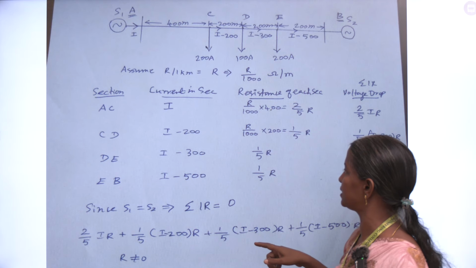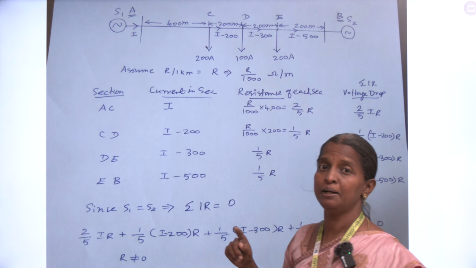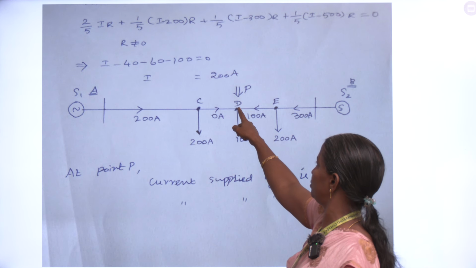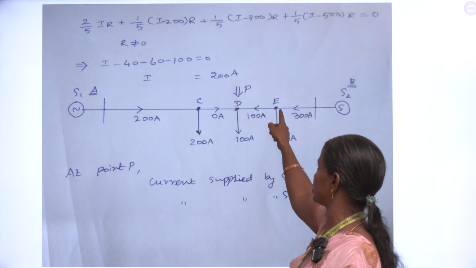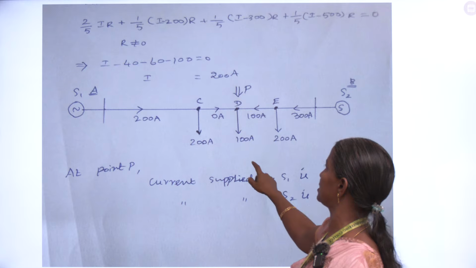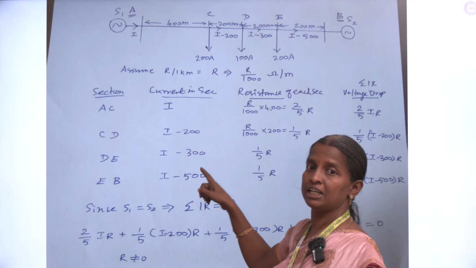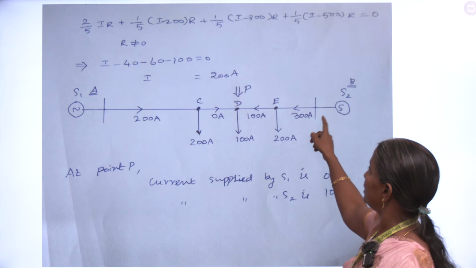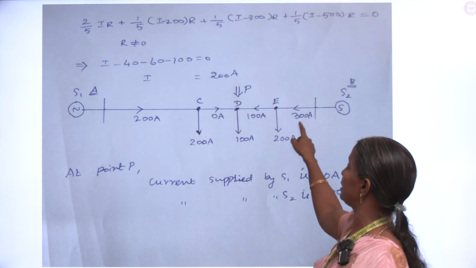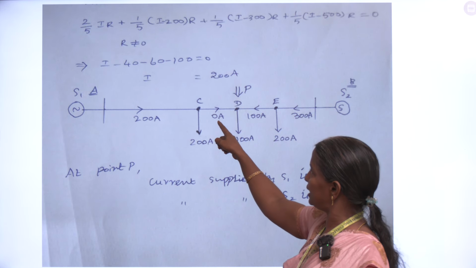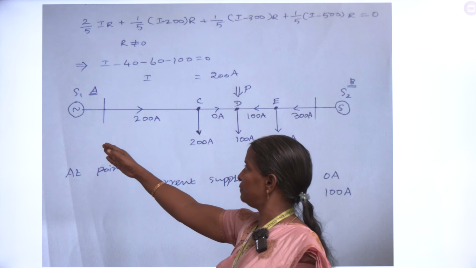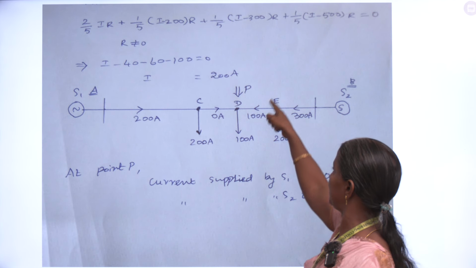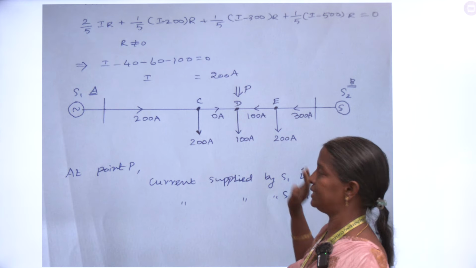And the next one is D to E, 200 minus 300, minus 100. What does it represent? I have to change the direction. Previously the notation was from D to E, now I have to change the direction from E to D, and the current is 100 amps. And the next one, 200 minus 500, I will get minus 300. If 300 is coming here, 200 is tapped off, so the remaining current is 100 amps. Here 200 minus 200 becomes 0. So no current is supplied by S1 at the point P, but 100 ampere current is supplied by substation 2 alone. That is the answer.